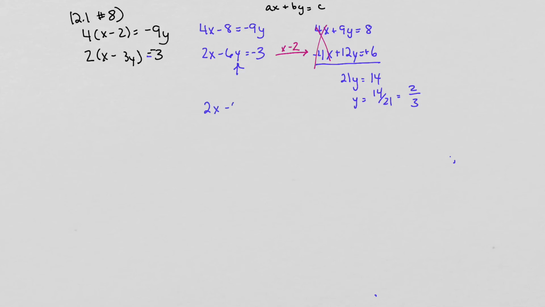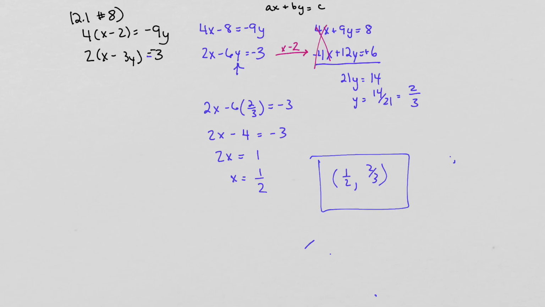So 2x minus 6 times 2/3 equals negative 3. 2x minus 12/3. 12/3 is 4 equals negative 3. So 2x then is 1 when we add 4 to both sides of the equation, and x is 1 divided by 2, or 1/2. So the ordered pair that makes both equations true is 1/2, 2/3. If you want, you can put this answer into both of the original problems, and then you could check and make sure that 1/2, 2/3 does make both equations true.